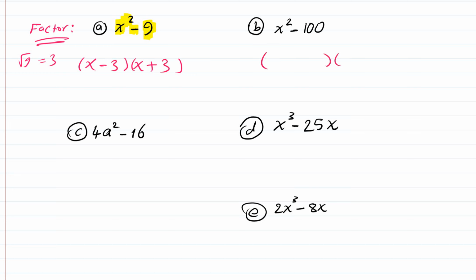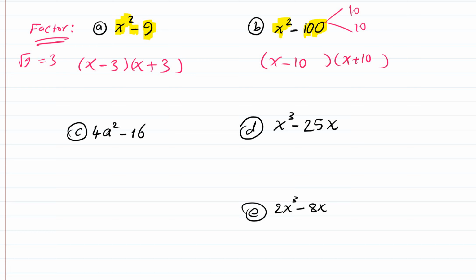Two brackets. Check when it's a square. The first one is square, it's an even power. So 100 also is a square number. 10 times 10 equals 100, or the square root of 100 is 10. So we can say x minus 10, x plus 10.